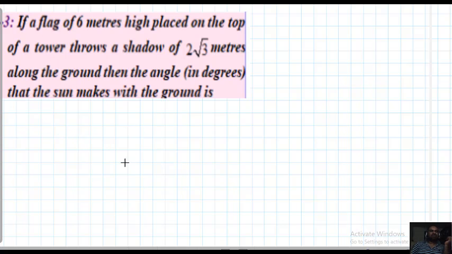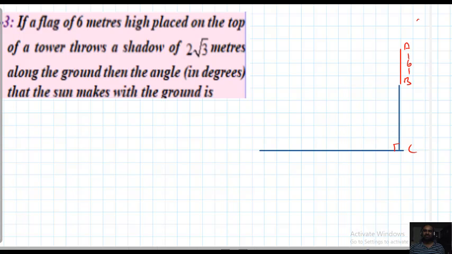Okay, this is an interesting problem, the third interesting one. If a flag of 6 meters high placed on the top of a tower throws a shadow of 2 root 3 meters along the ground, then the angle that the sun makes with the ground is dash. Interesting problem, students. So this is the ground, this is the building. On this building, a flag is there. This is the flag, the red colored one is the flag. So AB is the flag, BC is the building. A flag of 6 meters on the top of a tower throws a shadow of 2√3 meters along the ground.